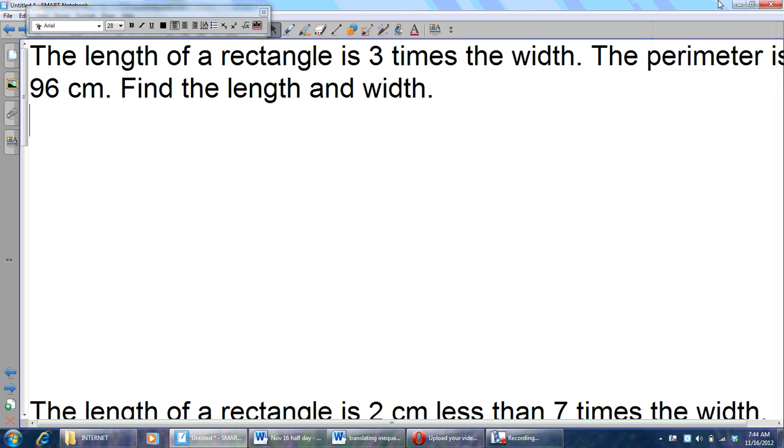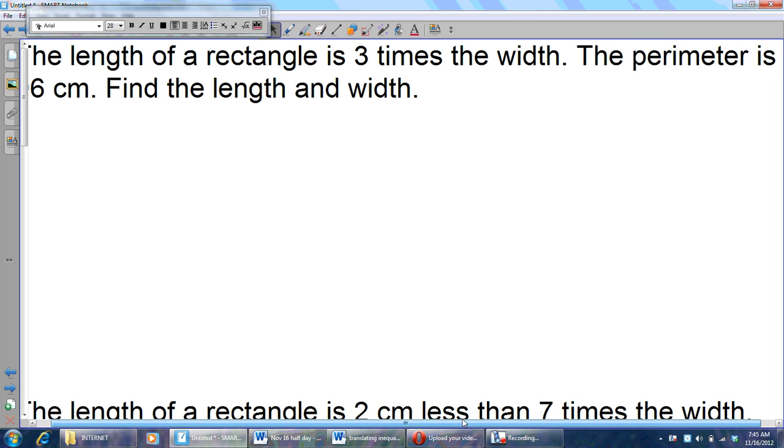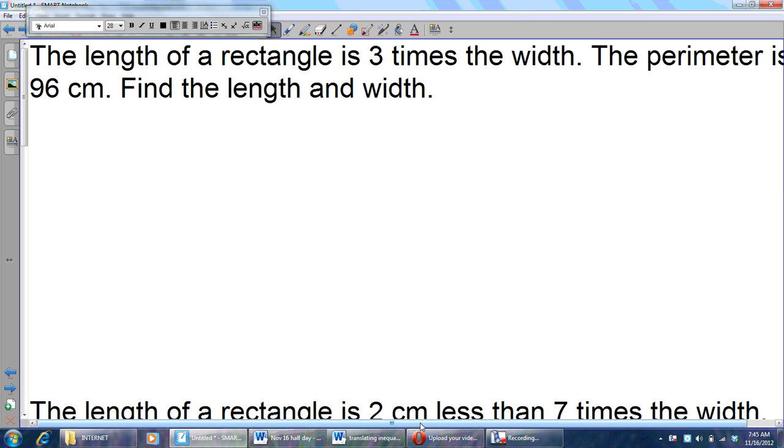Honors algebra students, we're going to do some more flipped lessons with you, of course, and we're going to be doing some more story problems. We're going to be in story problems for a little while. Okay, we're starting with some pretty basic ones. Let's get right down to it.